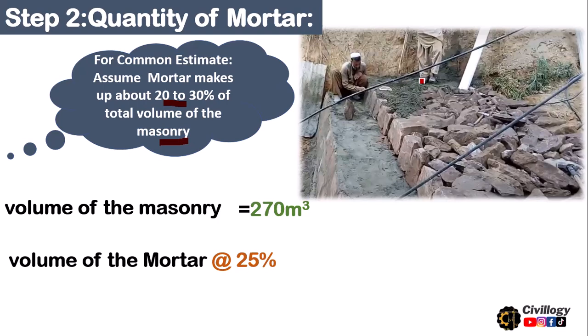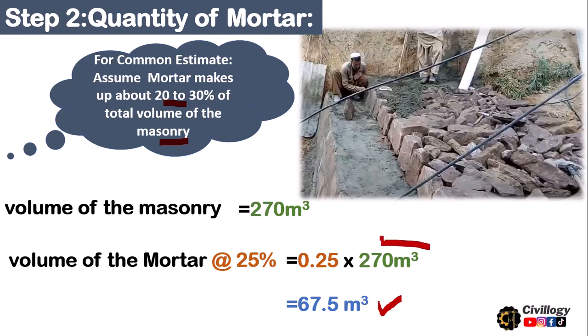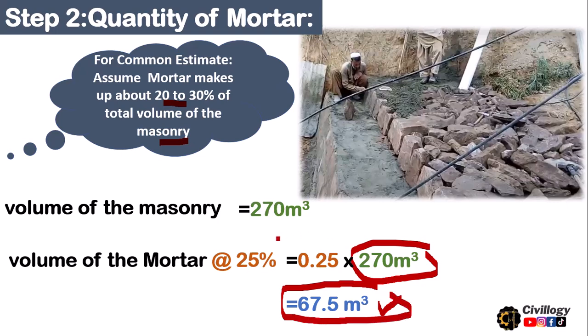So the volume of mortar at the rate of 25% will be 67.5 cubic meters. It means that if a wall has a volume of 270 cubic meters, then the mortar volume will be 67.5 cubic meters at the rate of 25%. This range of 20 to 30% basically depends upon the ratio we are using for mortar. It could be 1:3, 1:4, or 1:6, depending upon the conditions and specifications provided.